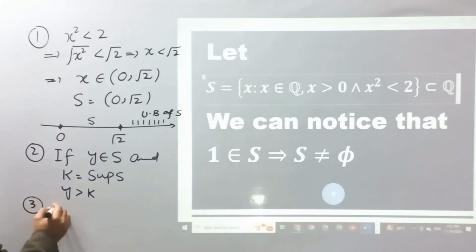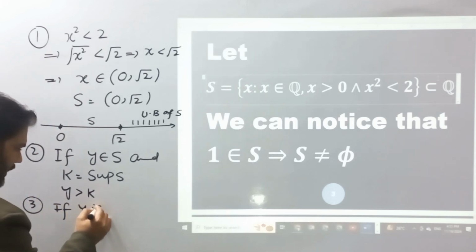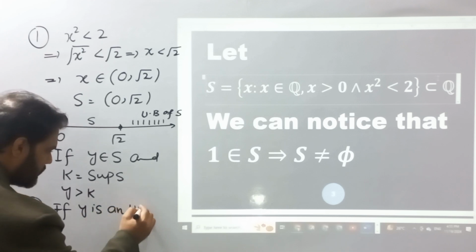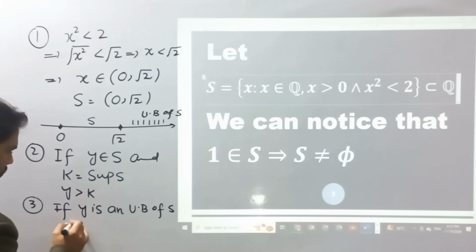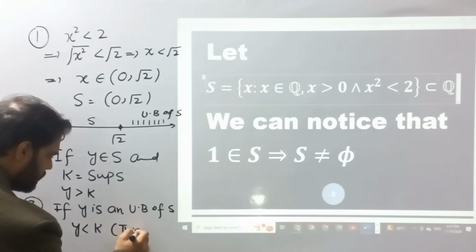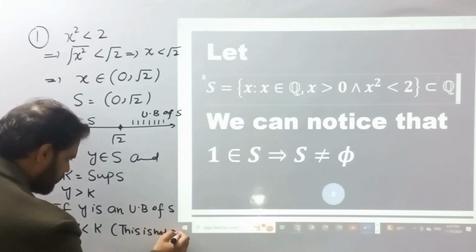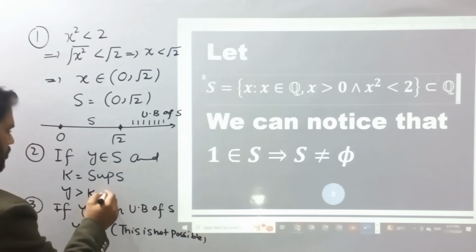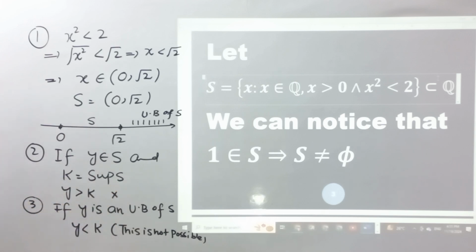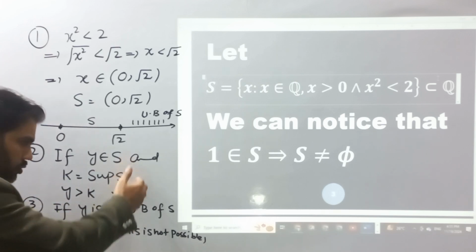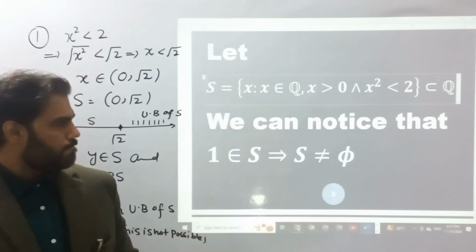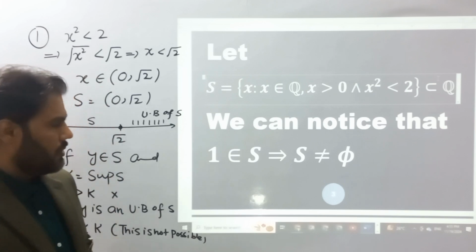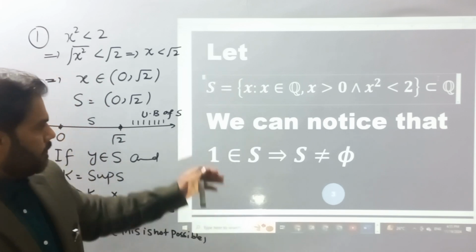Third, if y is an upper bound of set S, is it possible that y is less than the supremum of set S? This is not possible. So these are the two main concepts that I will use in the proof of the theorem of our problem. So we start.